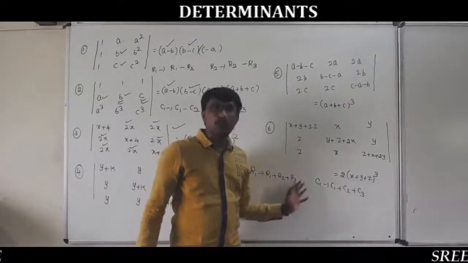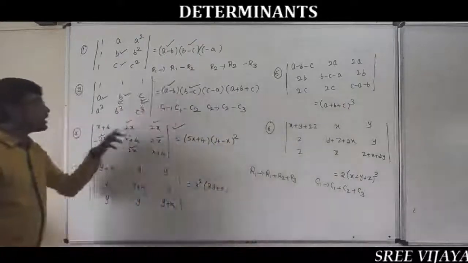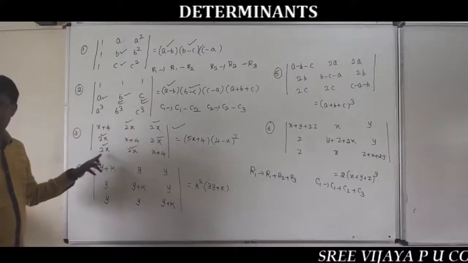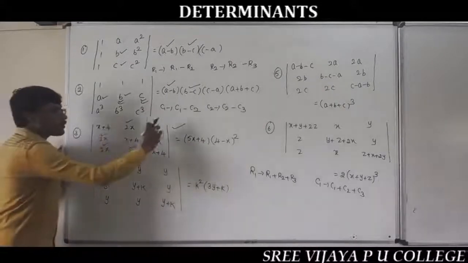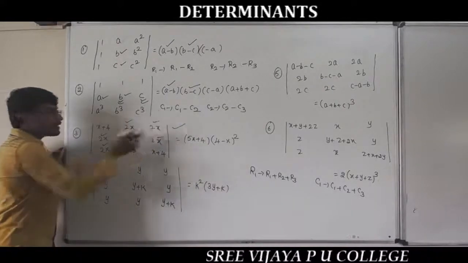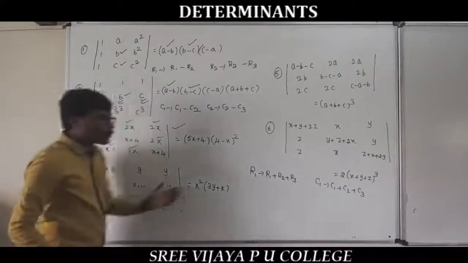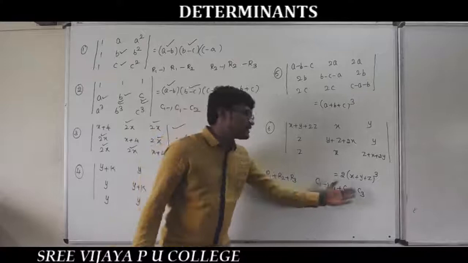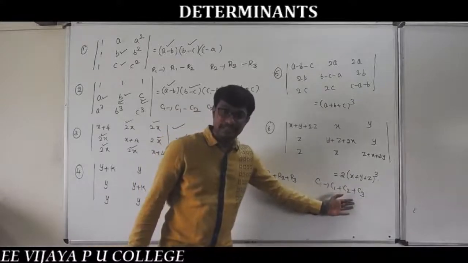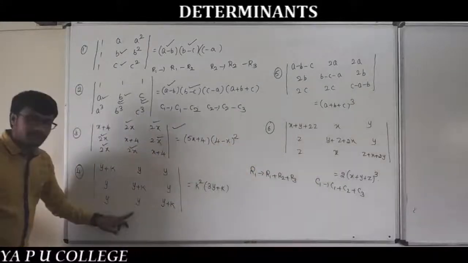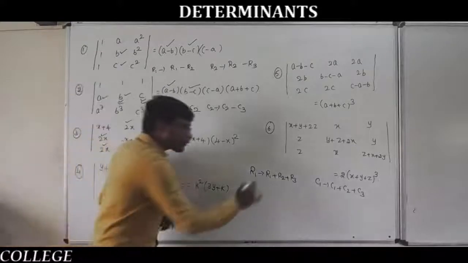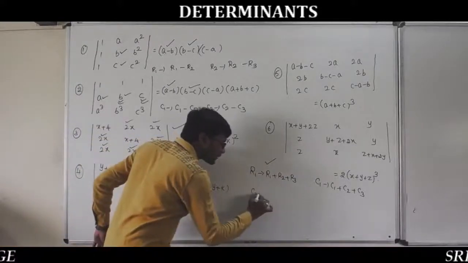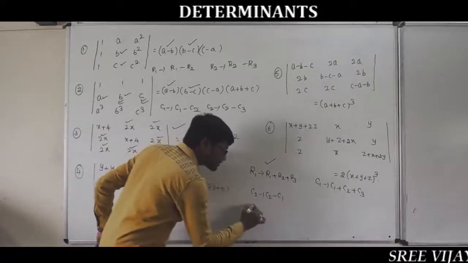So this is when the two elements in the row or two elements in the column are same. See, in the problem, the first row also has two elements, and the first column also has two elements. You can apply R1 changes to R1 plus R2 plus R3, or you can apply C1 changes to C1 plus C2 plus C3. Same, see here.